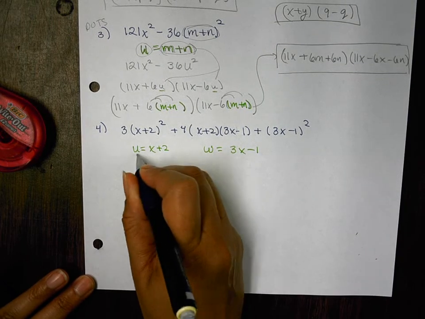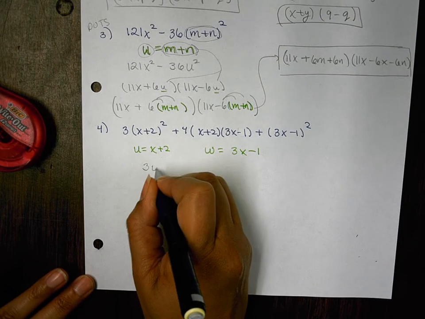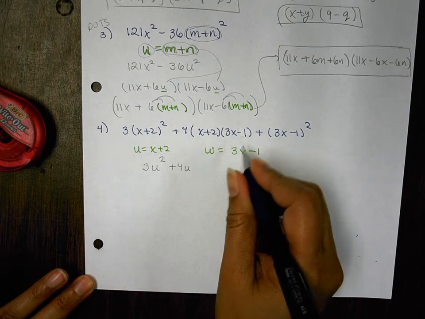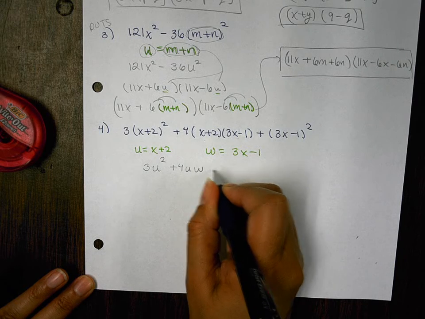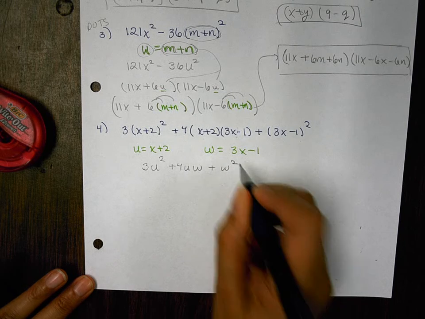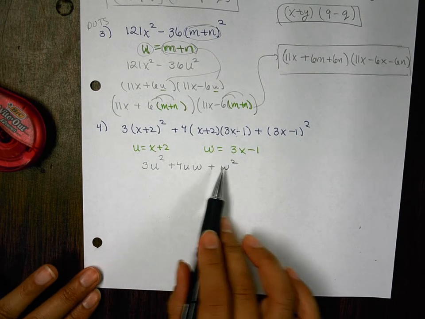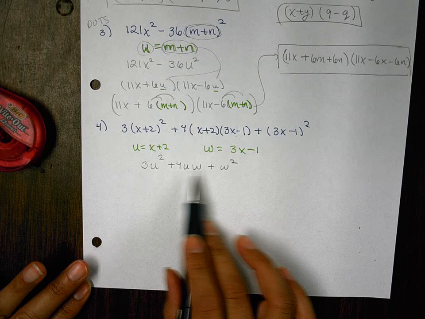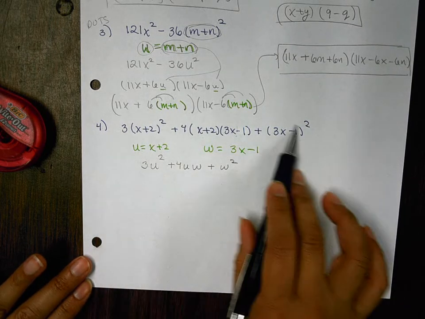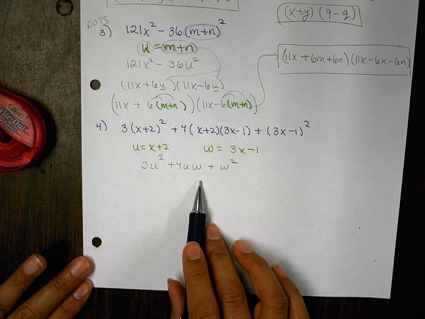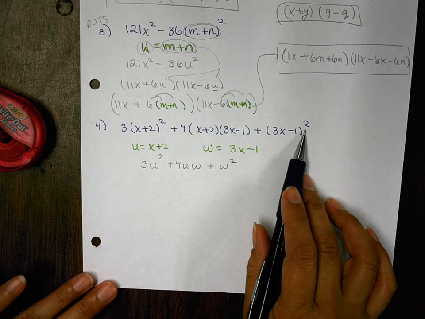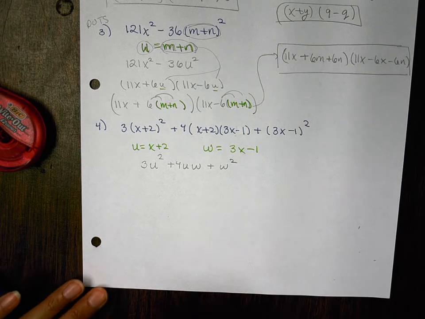Okay, 3 times x plus 2 squared is 3u squared, plus 4 times x plus 2, which is u, times 3x minus 1, which is w, plus 3x minus 1 squared, so that's going to be w squared. Now I'm hoping you can look at this and say, oh, I see it, that's a trinomial, guess and check. It was a little harder on the eyes up here to see that, but now I can definitely see it. If any of you see it now, you can go back up here and factor without using substitution. I'm going to continue with it.